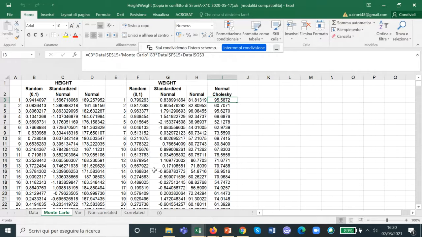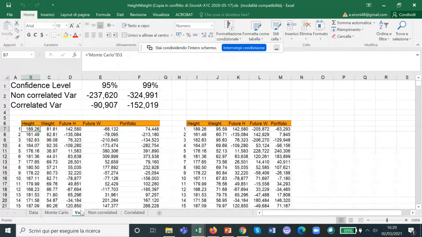To give you an idea, let me just reason on value at risk. Now, the example I'm making here, and you have to follow with attention here to understand, is let's assume that you have a portfolio with two positions. One position is you're long on a future on height. So you bought a future on height. Therefore, if height is very high, you gain. If height is very low, you lose.